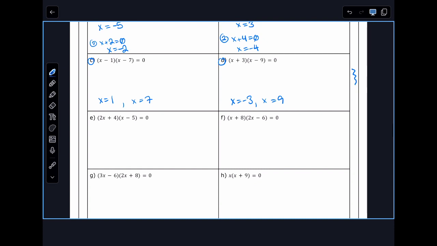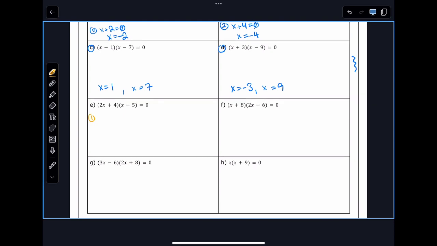So now I want to take up E with you guys, because I think some of us might be confused what to do when we have a number beside the x. So taking the first factor, 2x plus 4 is equal to 0. Again, the first thing we want to do is isolate the x. So this time we have two numbers though. The first thing I want to get rid of is this +4. So I'm going to subtract 4 from both sides, which leaves me with 2x is equal to -4.